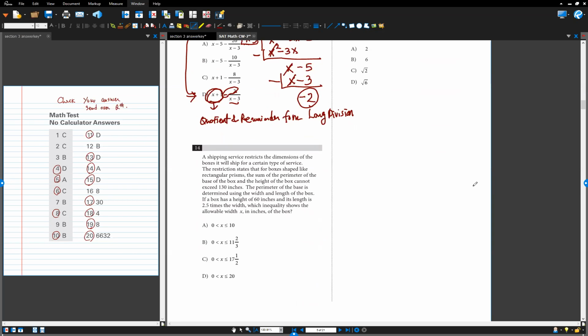All right, number 14. Okay, shipping service restrictions. Yeah, that is the limit. The dimensions of boxes will ship for a certain type of service. Yeah, the restriction states that the box should be a rectangular region. The sum of the perimeter of the base, this is the base of the box, this is the perimeter, okay, and height. We have a height.